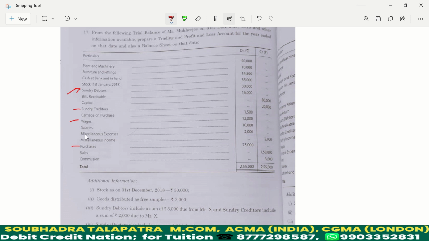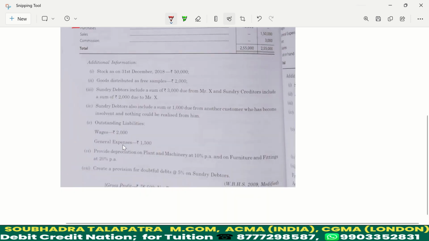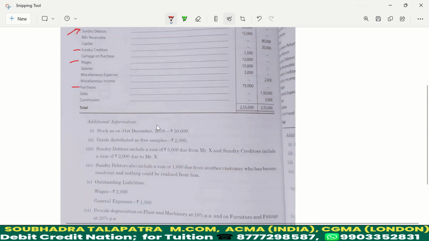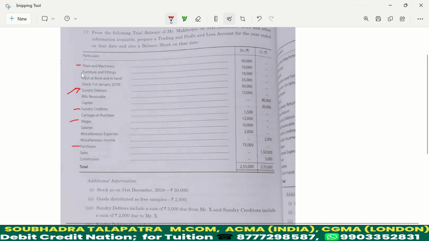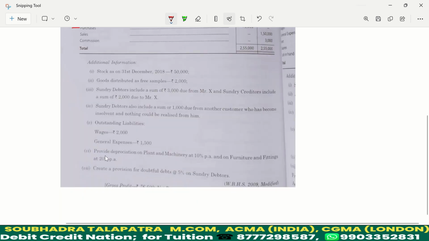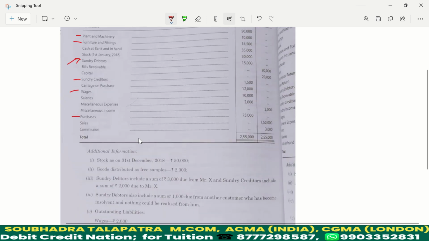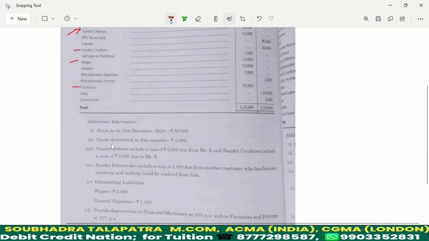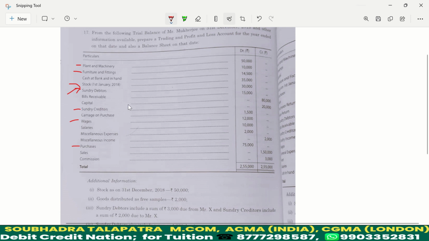I assume that miscellaneous expenses and general expenses are separate, so I'm not putting any mark against any particular item in the trial balance. Next I have plant and machinery, so just put a mark. Then I have furniture and fittings, so against furniture and fittings you put another mark. And finally there is the provision for doubtful debt on sundry debtors, so for sundry debtors I see one more item. Just make sure that you read all the adjustments and identify the relevant items in the trial balance where each adjustment needs to be made. That's it. Now go for it.